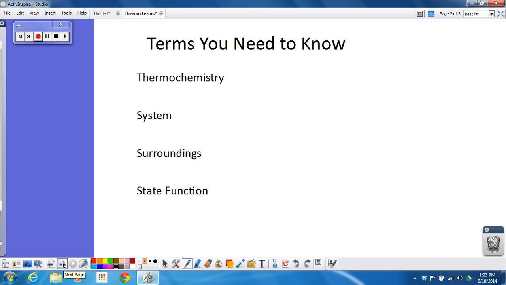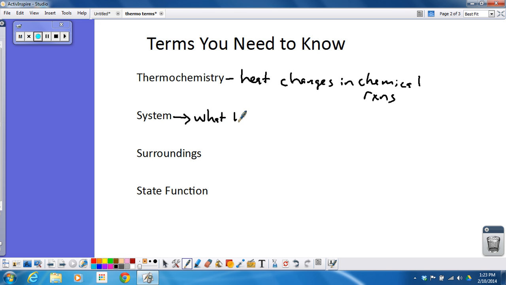Okay, other terms. Thermochemistry is the study of heat changes in chemical reactions. So that's what we're going to be studying. And then the next three actually are really key. System and surroundings. Let's deal with those first. The system is what is being studied. And the surroundings are literally the rest of the universe.